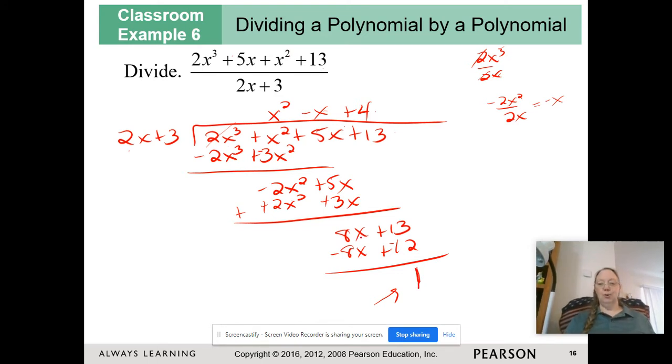Back in elementary school, when you were doing division with numbers, they had you put a little r and then a 1. That's not how we do it in algebra. What we do with remainders in algebra, so this is a positive one, right? So I put my plus, and we divide it by 2x plus 3. So we are going to write it as a fraction, like that. So remainder goes on top, what we divided by goes on the bottom.